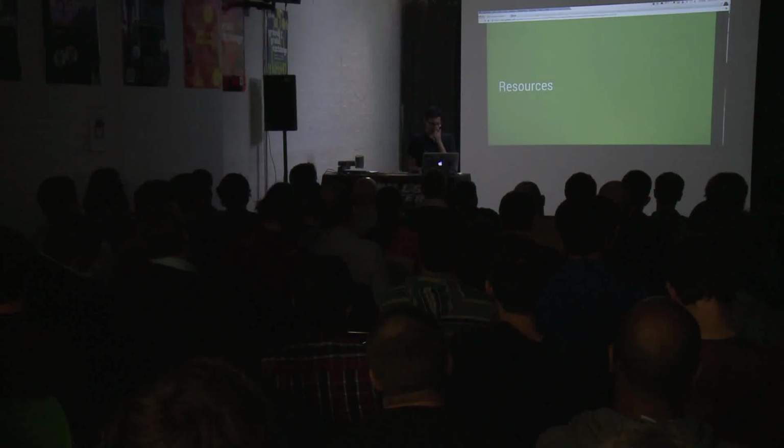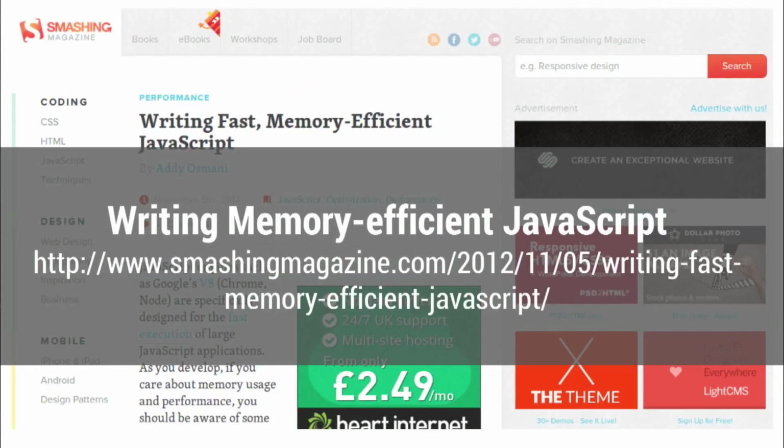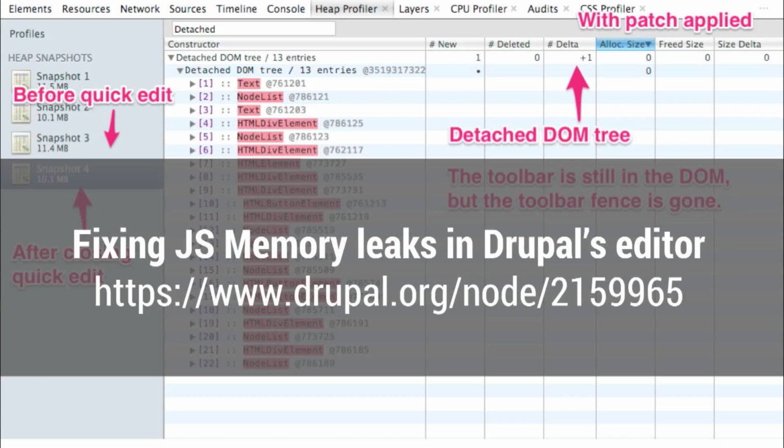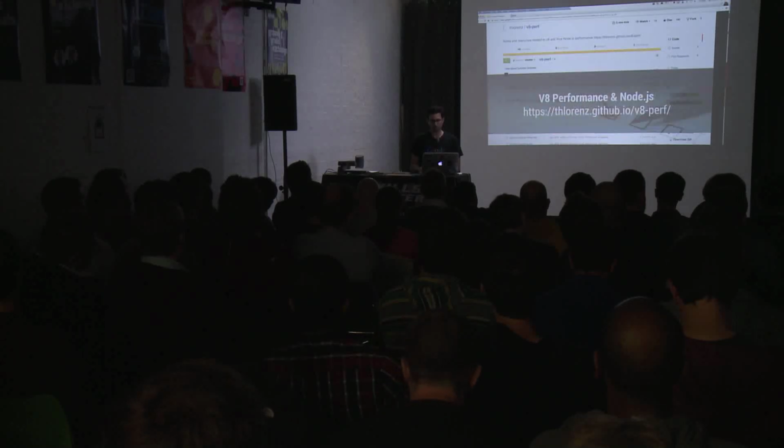So for long-life applications like Gmail, being able to narrow down memory leaks and squash them is a big deal. If you do end up having memory leaks in your applications, I hope that you'll take a look at our docs, learn the tools, and try to use them on your own apps. There are a bunch of resources I'm going to link you to later. There are some good case studies that have been done by everyone from Imgur to Drupal to StrongLoop to other people who've been looking at memory leaks in JavaScript and how they apply to everyday apps.